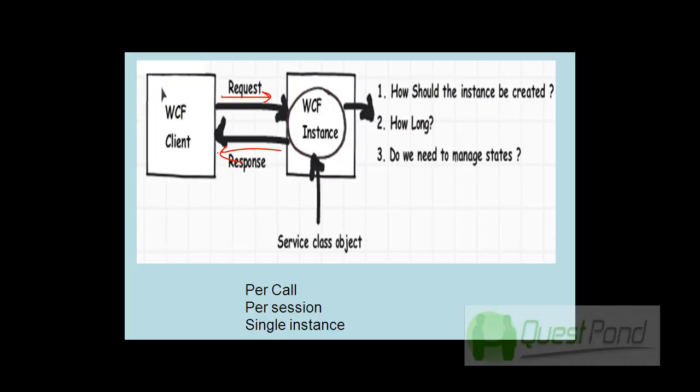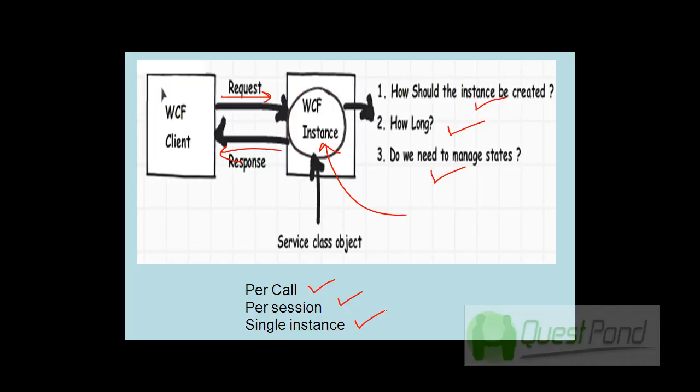Now what is WCF instancing? WCF instancing is all about how to configure this instance. In other words, how many instances do you want to create, how long they should be in memory, do you want to manage state between the instances, etc. So WCF instancing is all about how you want to configure that WCF object which is created to serve the request. Now there are three ways which WCF has given to configure WCF instances: one is per call, per session, and single instance.